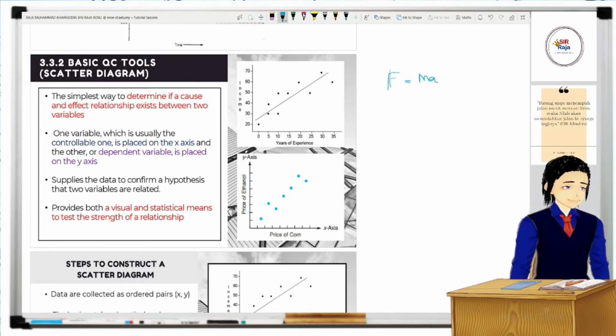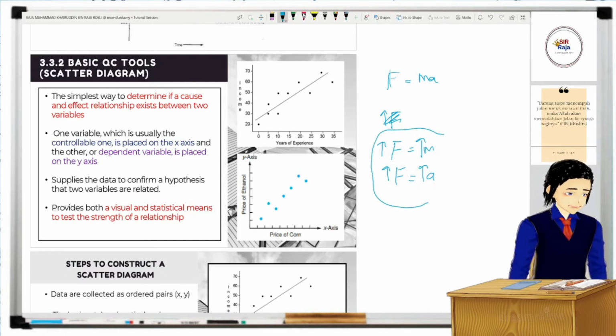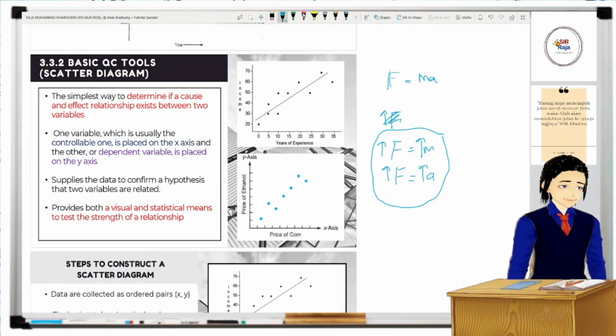This is force. So we know that the relationship is, if M is increased, therefore F increases. So we get this relationship. If acceleration increases, then your force increases as well. So let me ask you, how do we know this is the relationship? How do we know that if we increase mass or increase acceleration, the force will be increased as well? Who tells you this relationship?